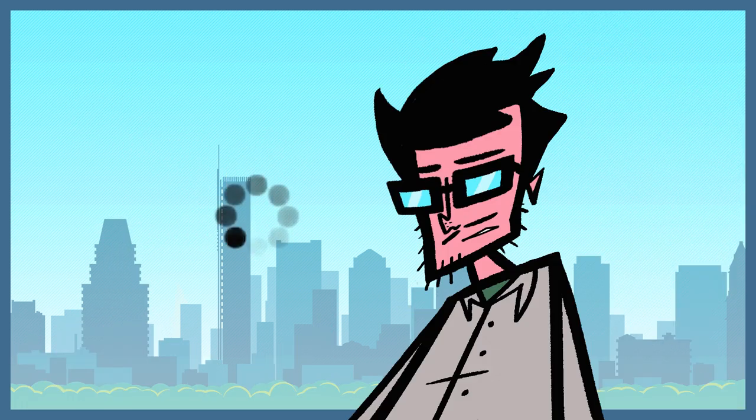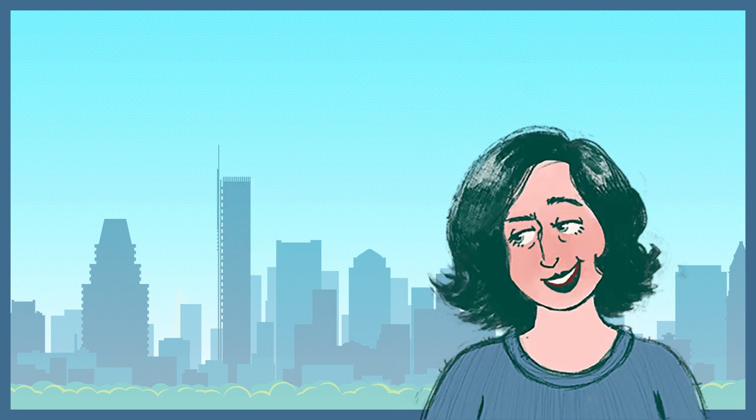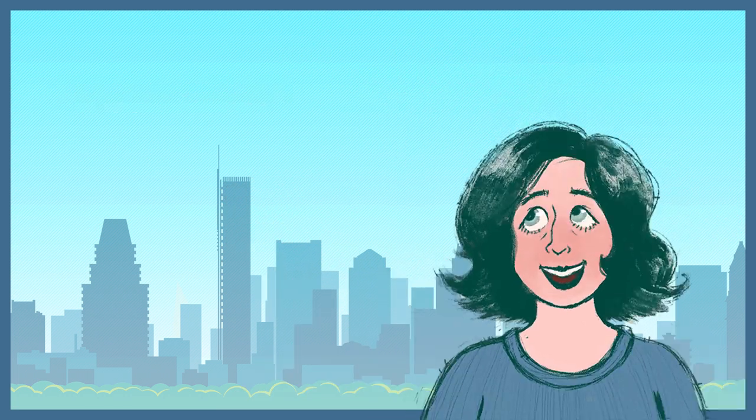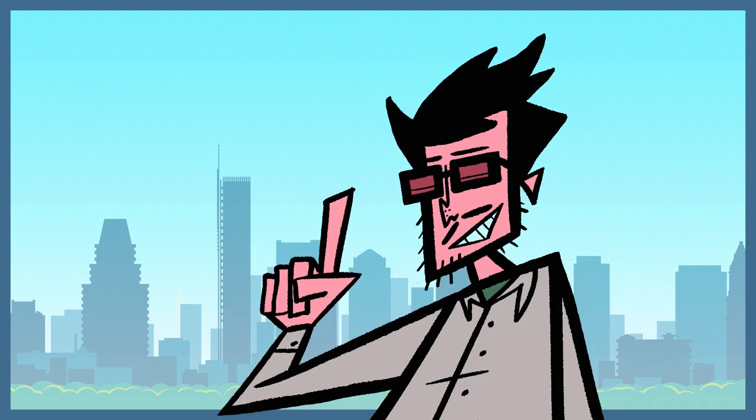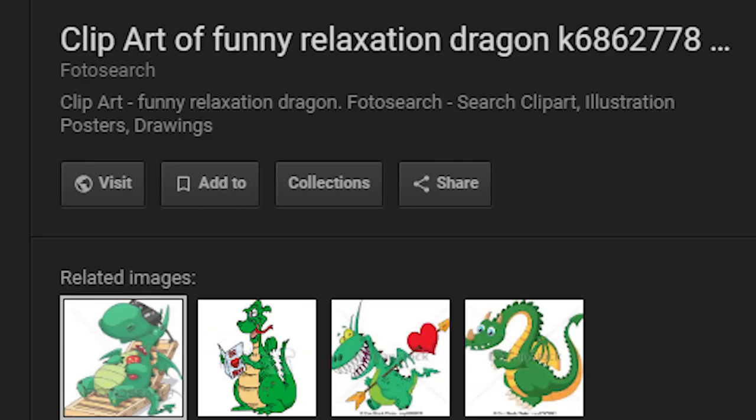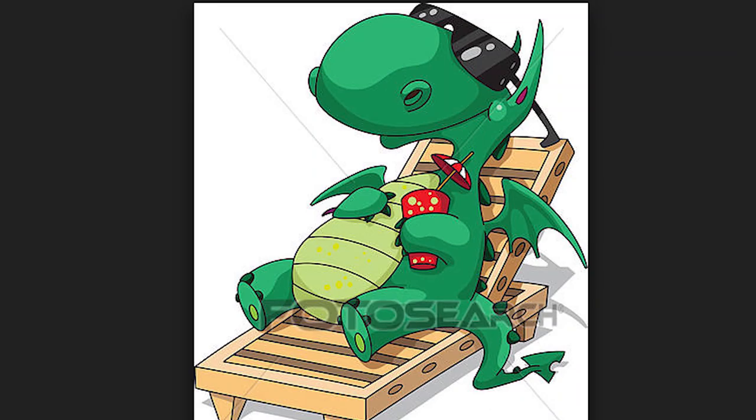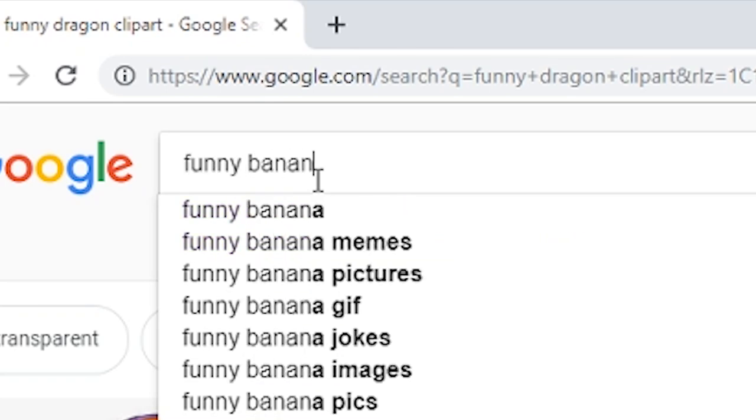No. Hey, Nick. What are we doing today? So, we look up funny stock images, and then, based only on the way it's described on Google Images, we have the person draw it. So, I'll give you an example. Funny banana with hat.